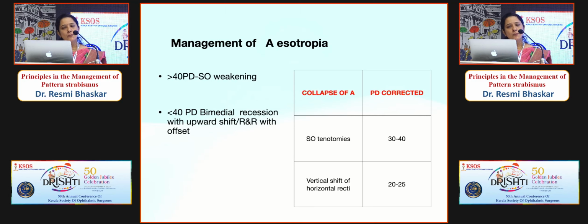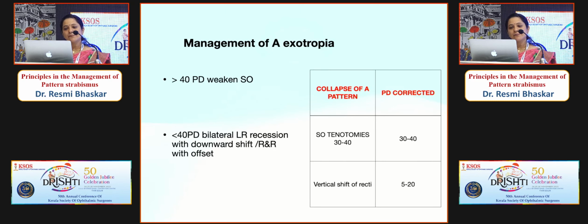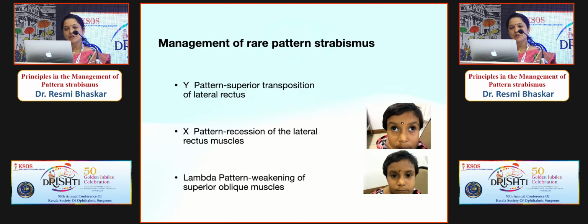In A esotropia, if it is less than 20 prism, better to leave it alone. If more than 40 prism, you can do a superior oblique weakening, and if there is no overaction, then you do a bimedial recession with a vertical offset. Vertical offset will correct 20 to 25 and tenotomies will correct around 30 to 40 prisms. And A exotropia, same way: vertical shifting will correct around 15 to 20, while superior oblique tenotomy will correct 30 to 40 prisms.